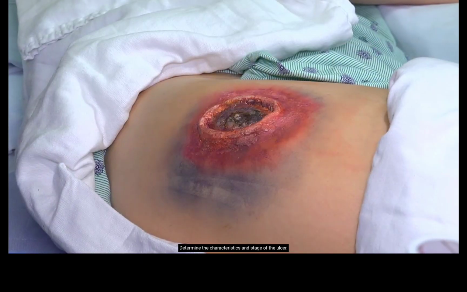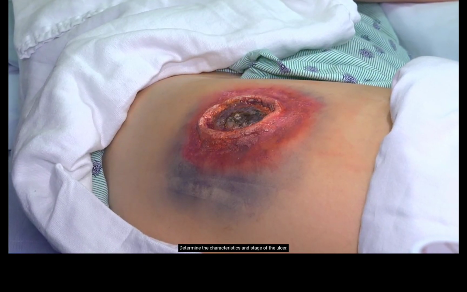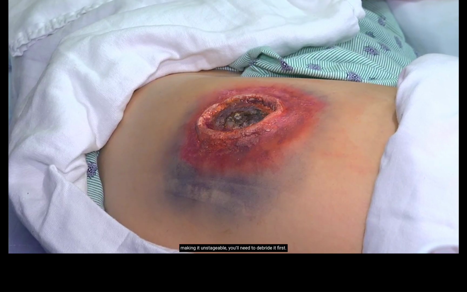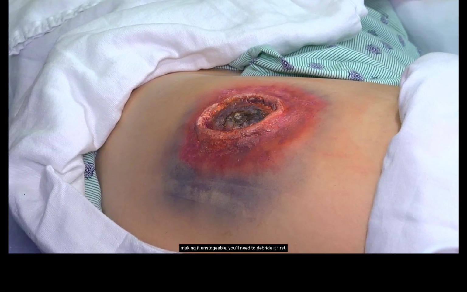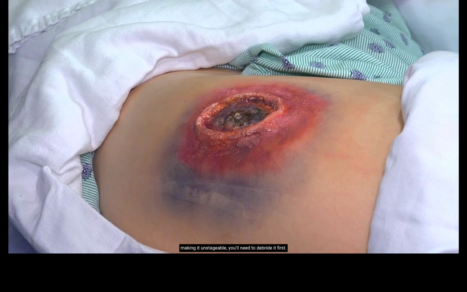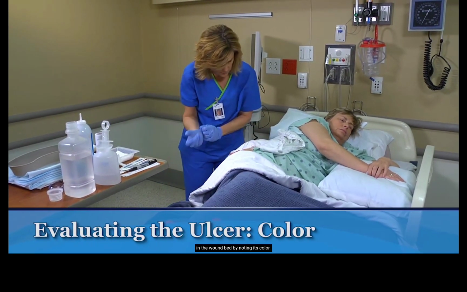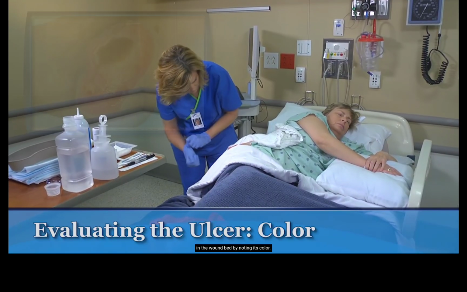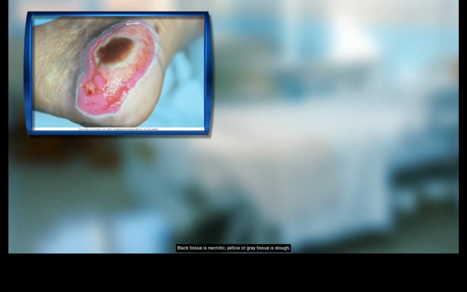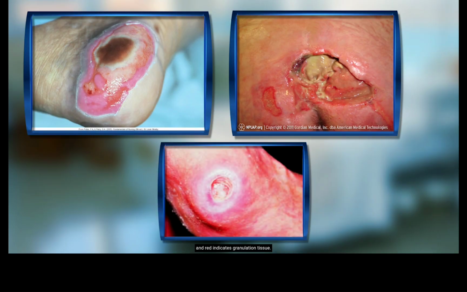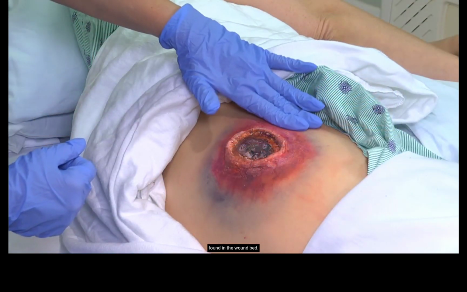Determine the characteristics and stage of the ulcer. If necrotic tissue obscures the base of the ulcer, making it unstageable, you'll need to debride it first. Apply gloves and assess the type of tissue in the wound bed by noting its color. Black tissue is necrotic, yellow or gray tissue is slough, and red indicates granulation tissue. Record the approximate percentage of each tissue type found in the wound bed.